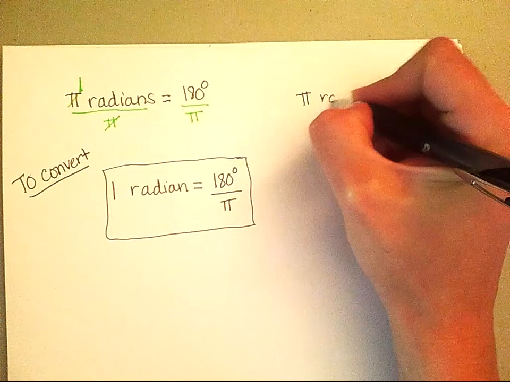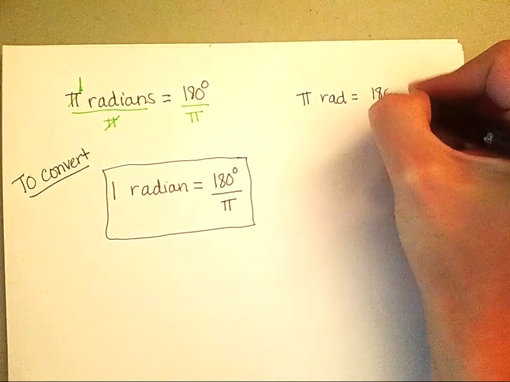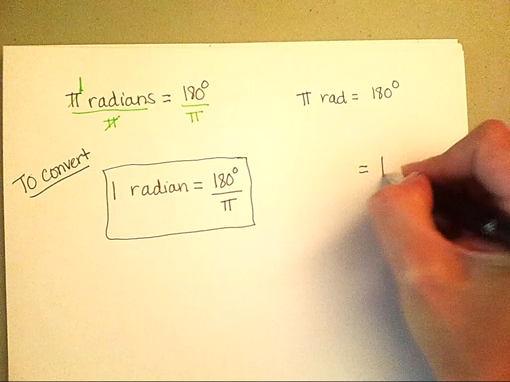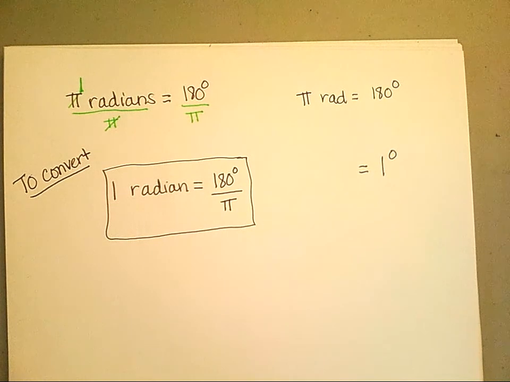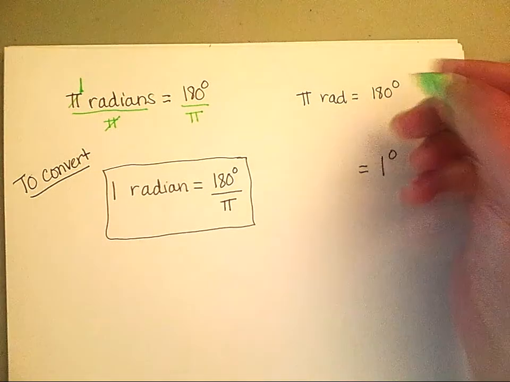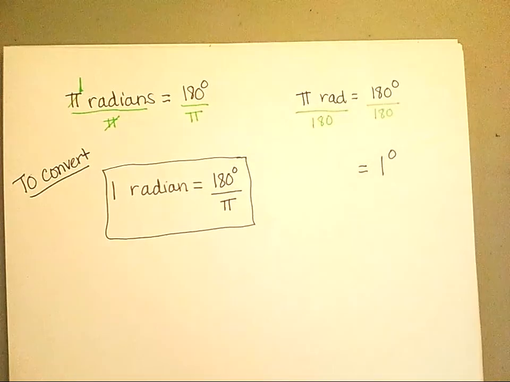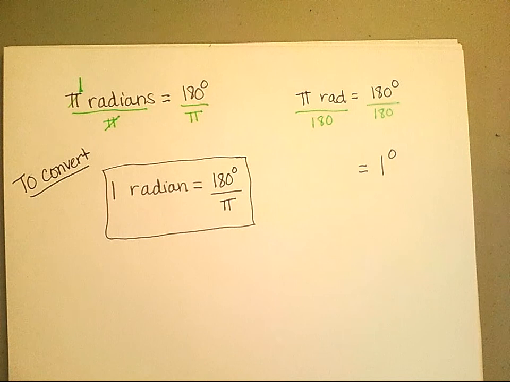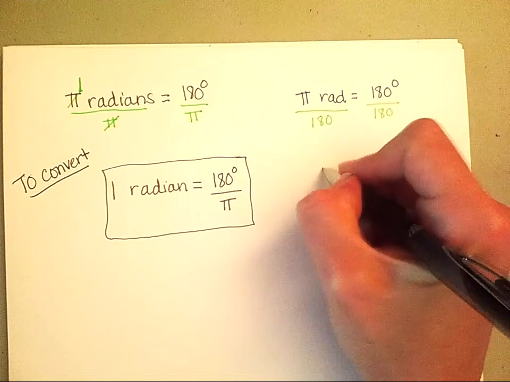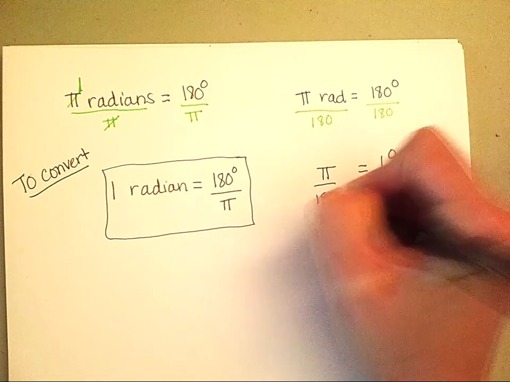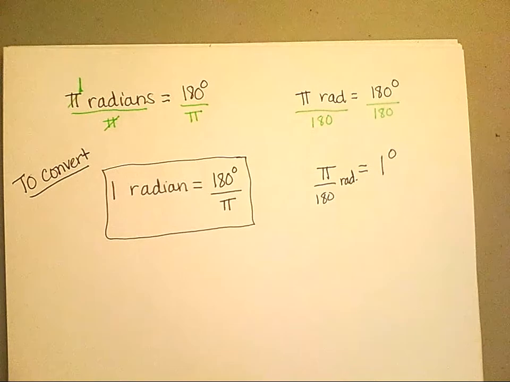Let's look at it again if we wanted to go the other way. If we have pi radians is equal to 180 degrees, and I want to know about 1 degree, well, then I want to divide by 180. So 1 degree is equal to pi over 180 radians.